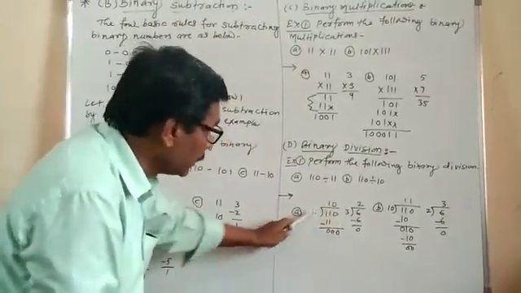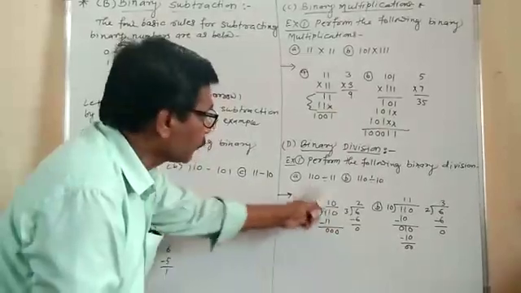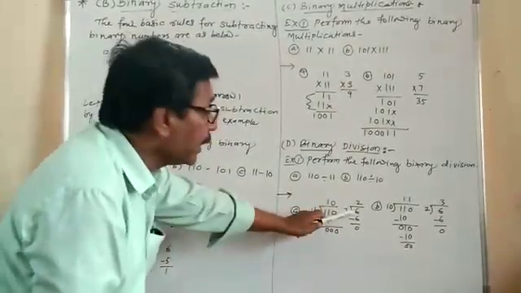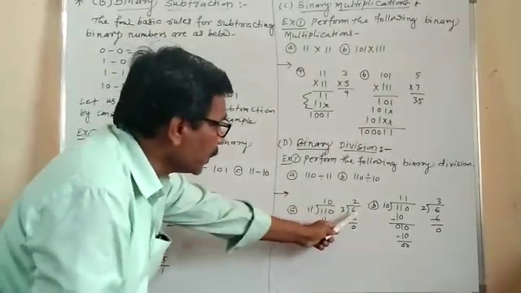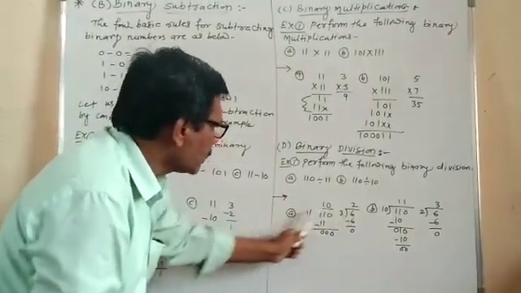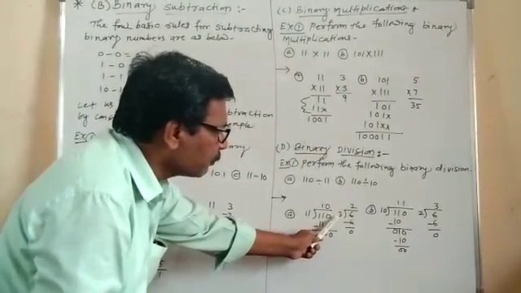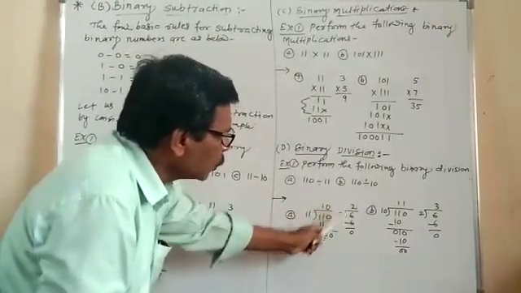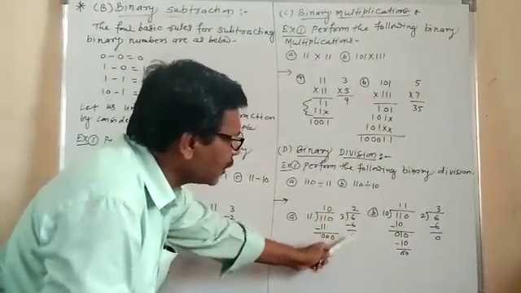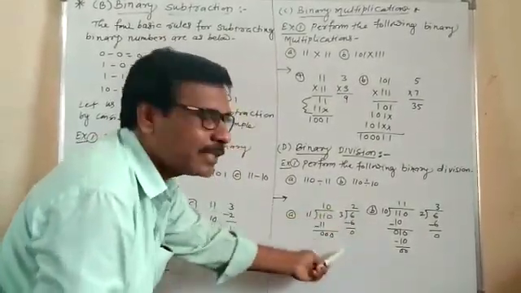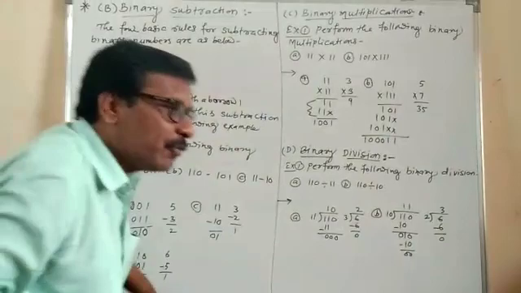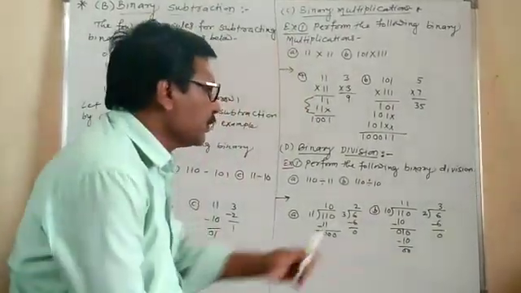And if we write this division in decimal, 6 is what? 110 is decimal 6, and 11 is decimal 3. So 3 into 2 is 6. 6 minus 6 is 0. So this is the decimal part here. I have written this division in decimal form.